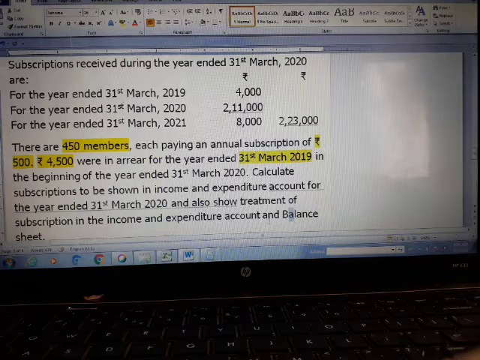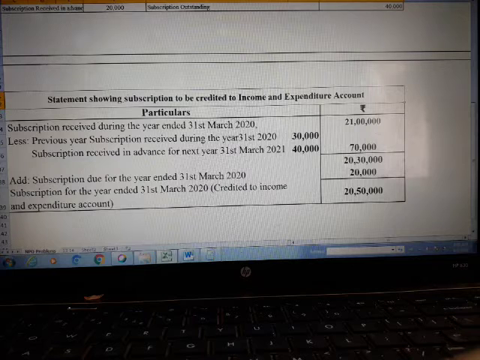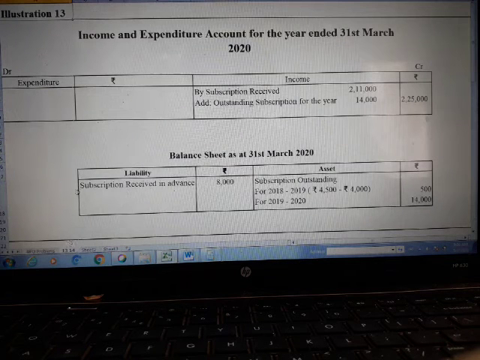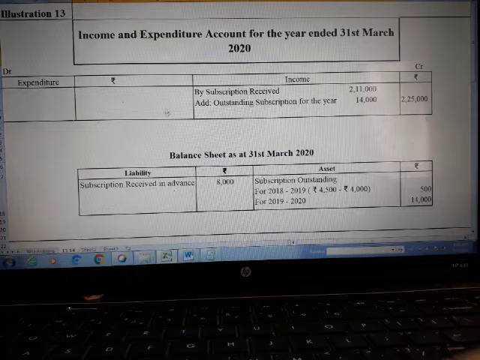So we need to prepare the balance sheet in this case. Shall we go ahead, students? Right. Now what I need to do is prepare a pro forma of the subscriptions. I have to ensure that the subscription account I am preparing is right. So I have to first prepare the income and expenditure account. That's what I asked in the question, right? Income and expenditure account and also balance sheet.